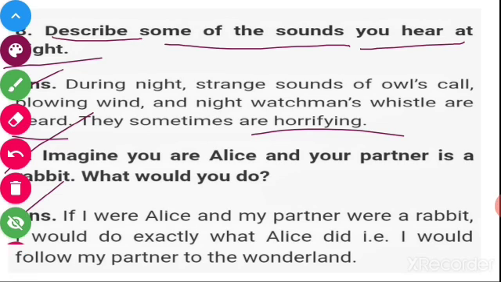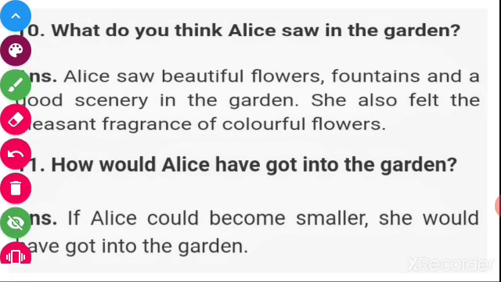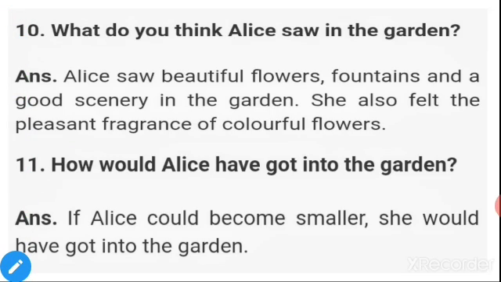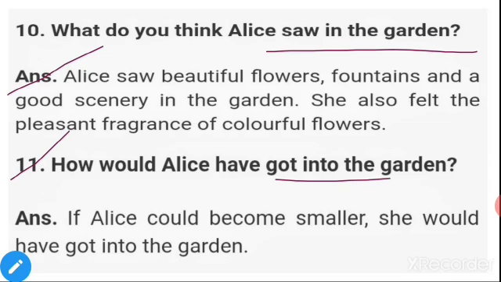Okay. And then next question for you. What do you think Alice saw in the garden? Answer for you. Alice saw beautiful flowers, fountains, and a good scenery in the garden. She also felt the pleasant fragrance of colorful flowers. Then 11th one. Here next question for you. How would Alice have got into the garden? Answer for you. If Alice could become smaller, she would have got into the garden.